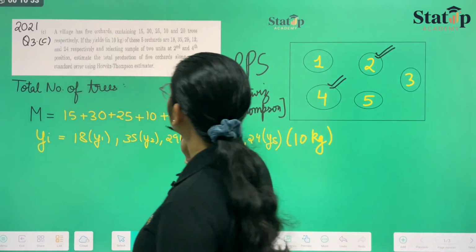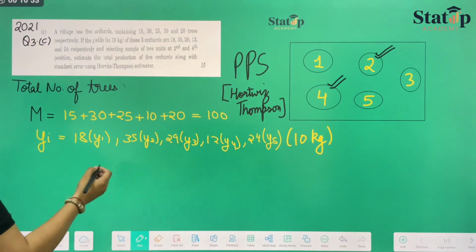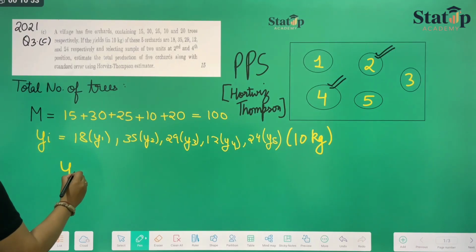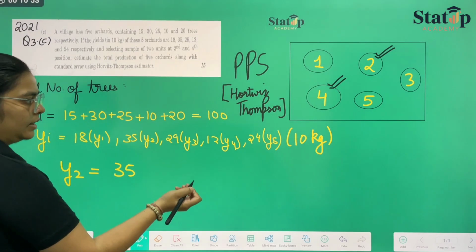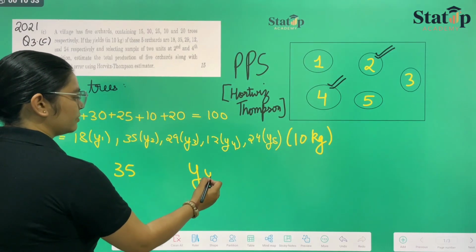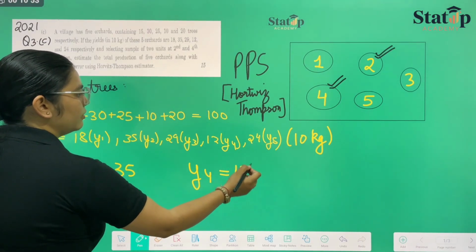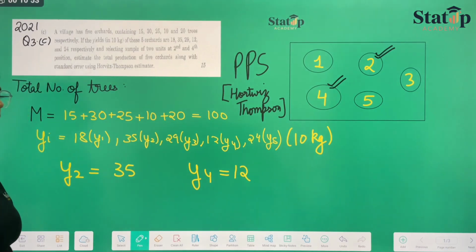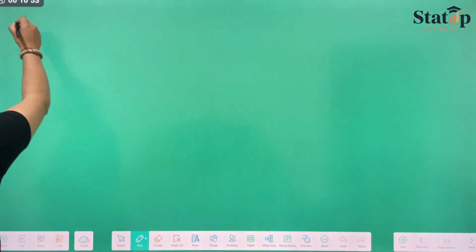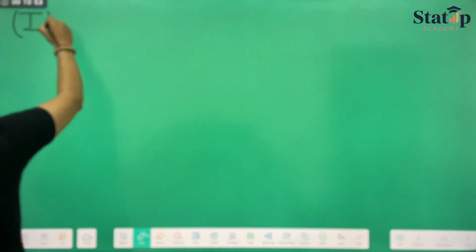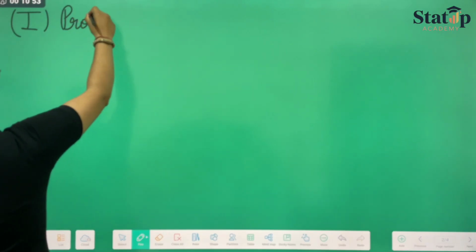So we have selected the second and the fourth position. The second orchid, that is Y2, has the yield 35 into 10 kgs, and the fourth orchid, Y4, has the yield 12 into 10 kgs, which is 120 kgs. Now we'll be moving forward with our PPSWOR. First of all, we'll be finding the probabilities. The first step is to find the probabilities.